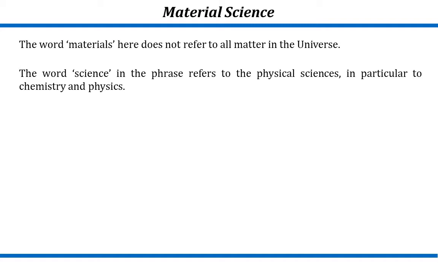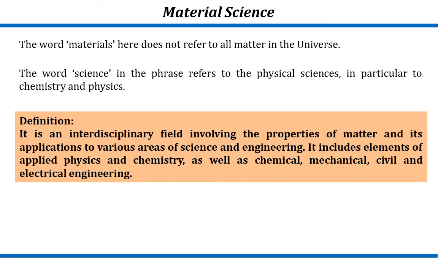One can define material science as, before that we have to discuss what is a science. The word science in the phrase refers to the physical sciences, in particular chemistry and physics. So one can define material science as an interdisciplinary field involving the properties of matter and its applications to various areas of science and engineering. It includes elements of applied physics and chemistry, as well as chemical, mechanical, civil and electrical engineering.